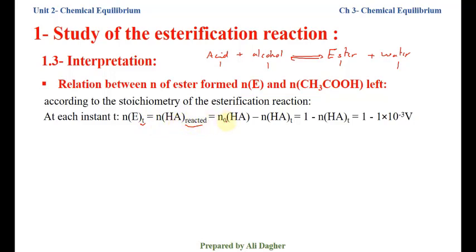Number of moles of acid reacted equals initial number of moles minus number of moles left. We have calculated the number of moles of acid left by titration. We subtract it from the initial number of moles. We can deduce the number of moles of acid reacted. That means the number of moles of ester formed at the same instant t. Then initial number of moles equal 1. Therefore, the number of moles of ester formed equals 1 minus the number of moles of acid left at instant t.